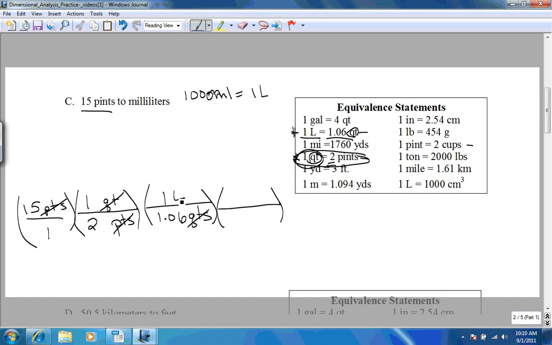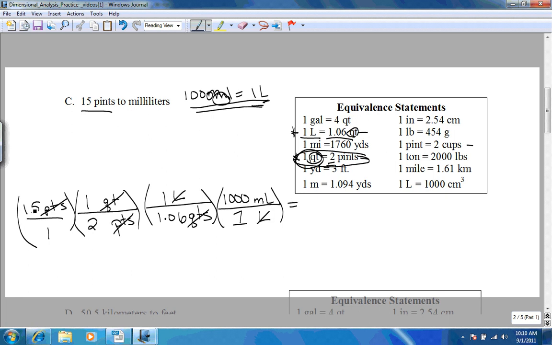Finally, we have liters on top. That means we want liters on bottom. And this is the one that we had to memorize. This wasn't in our list. And that's 1,000 milliliters is equal to 1 liter. We had to memorize it because of that prefix right there. Milli means 1,000. You notice that liters goes with the number 1. So we're going to put 1 on the bottom. And that equals 1,000 milliliters. And then liters and liters cancel.